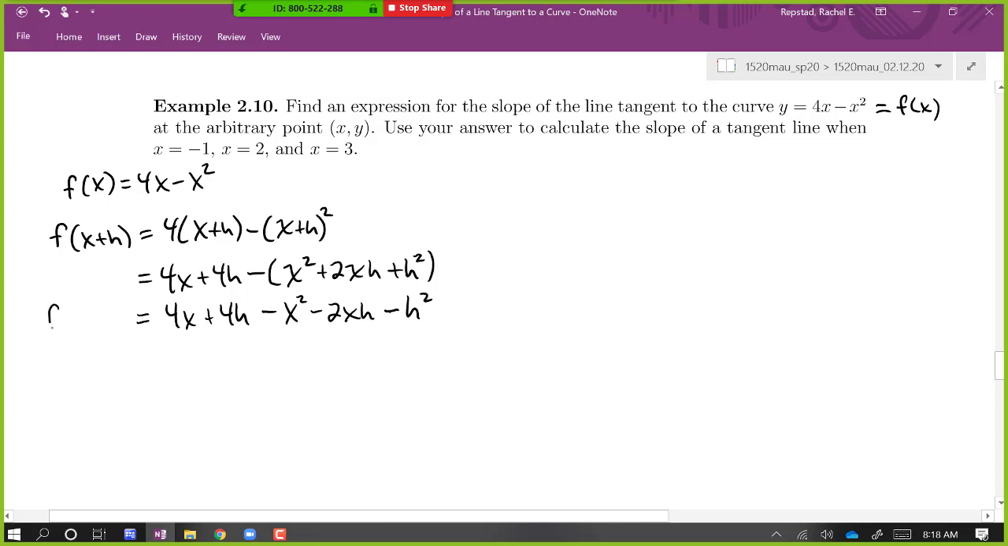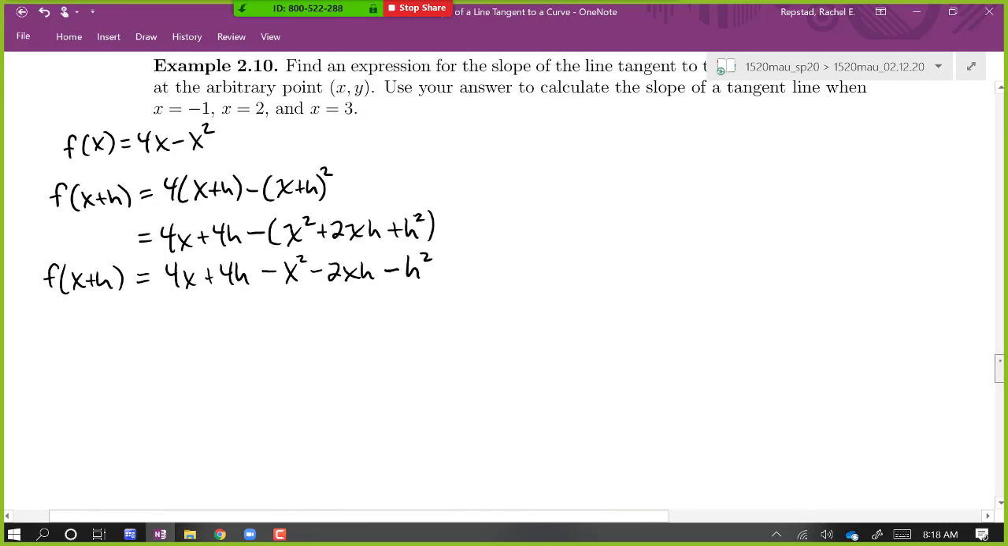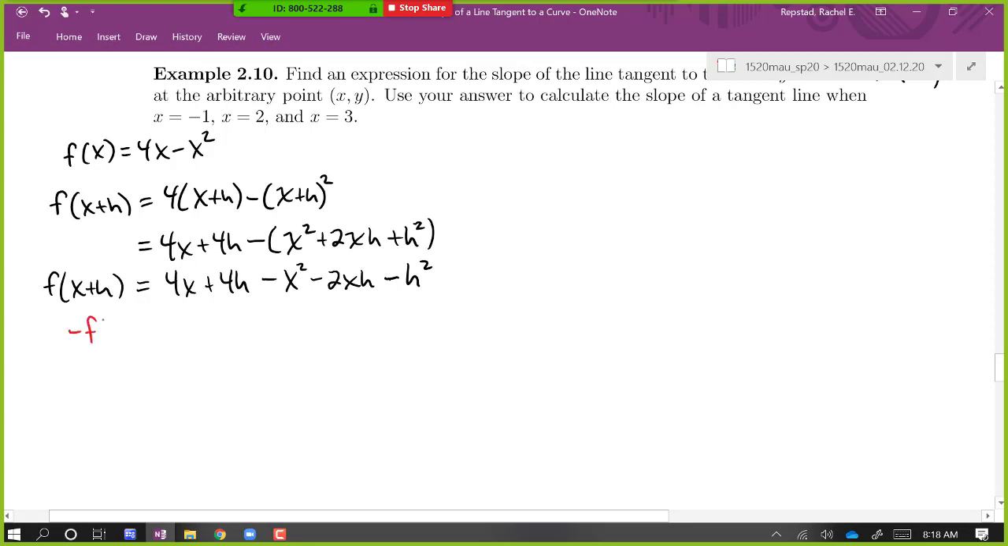So this is f of x plus h. What I want to do now, I'm going to scroll right back down to this, but coming up here just to look at this limit again. Now I want to subtract f of x, right? So that's our next step. Let's subtract f of x.